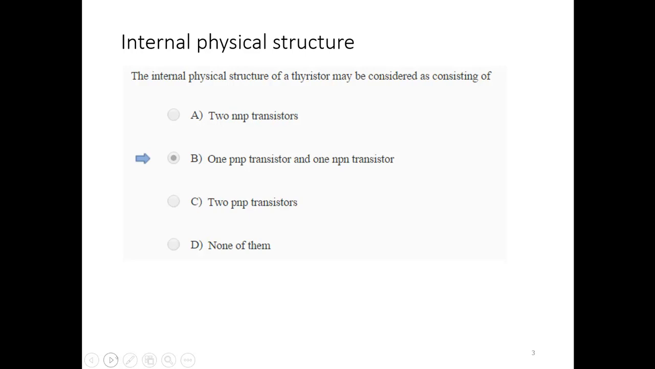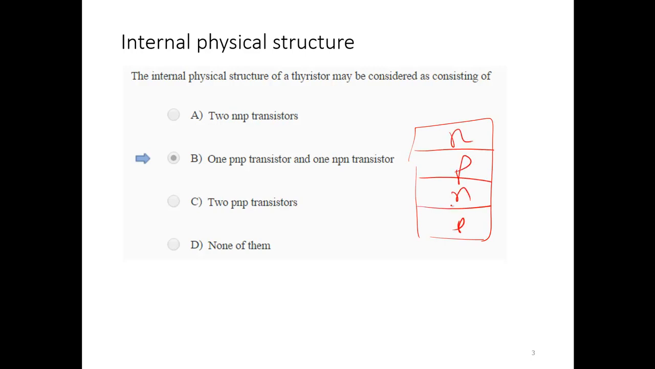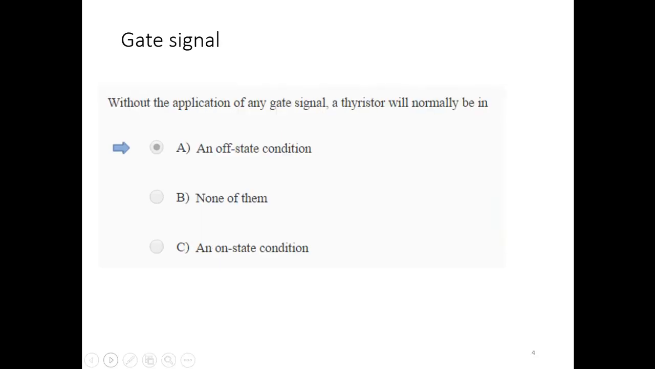Now the other question is the internal structure. The internal structure of a thyristor consists of one PNP transistor and one NPN transistor. If you look at the structure again, you can say this is NPN, which is like one transistor. The other one, PNP, is another transistor. So the answer is one PNP transistor and one NPN transistor.